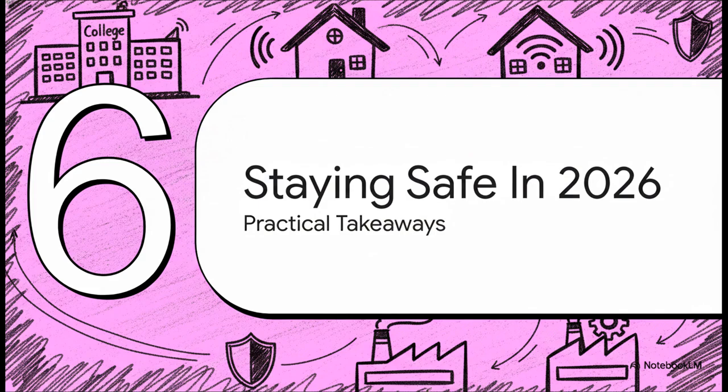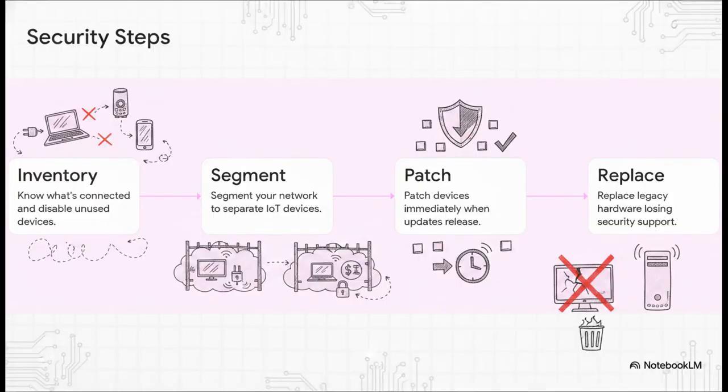Which brings us to our final section, part 6, staying safe in 2026. Let's get super practical. Listen, you really don't need a degree in advanced cryptography to make a huge difference here. First, just know what's on your network, do an inventory, and turn off devices you don't use. Second, segment your network. Your smart TV and cheap smart plugs should be on a totally separate Wi-Fi network, like a guest network, away from the laptop you use for banking or coding. Third, patch aggressively. When a firmware update pops up, install it immediately. Don't ignore it. And finally, if you've got old legacy hardware that the manufacturer isn't sending security patches for anymore, it's time to replace it.